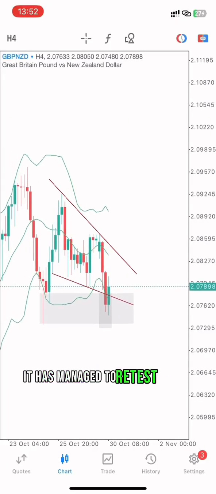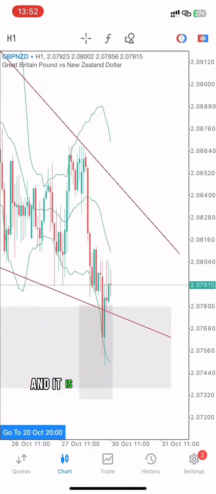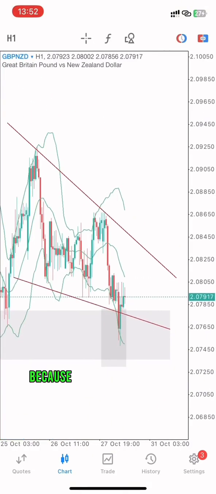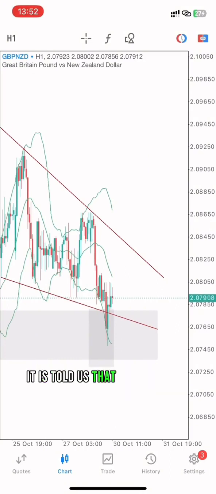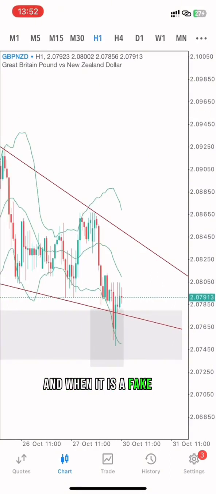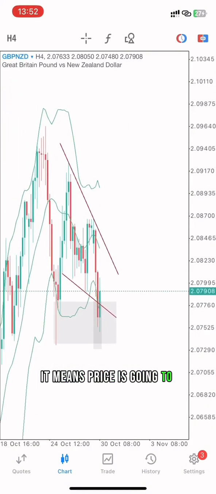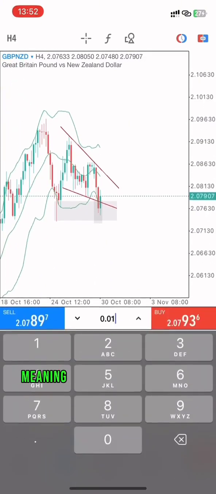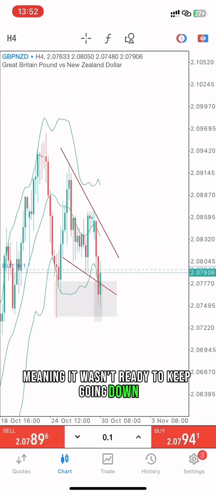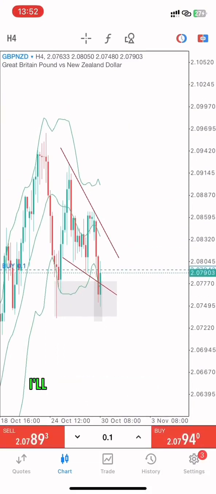It has managed to retest, as I've said, and it has given us another sign, because it has gone back in the trend line. It has told us that it was a fake out, and when there's a fake out, it means price is going to continue going upwards, because it went back in the trend line, meaning it wasn't ready to keep going down. So that being said, I'll keep putting my buy positions.